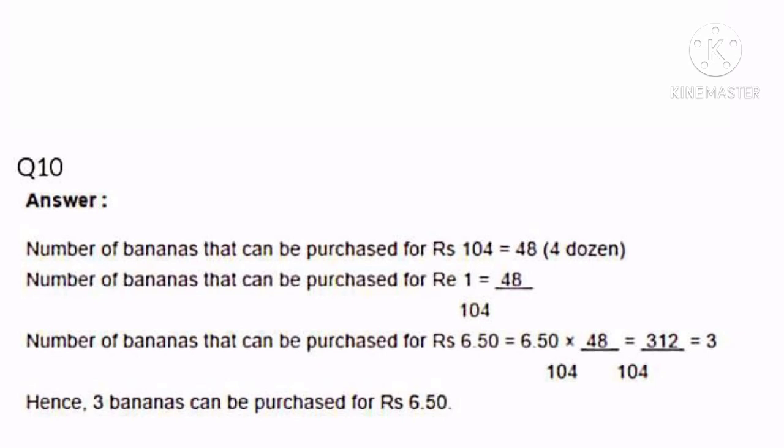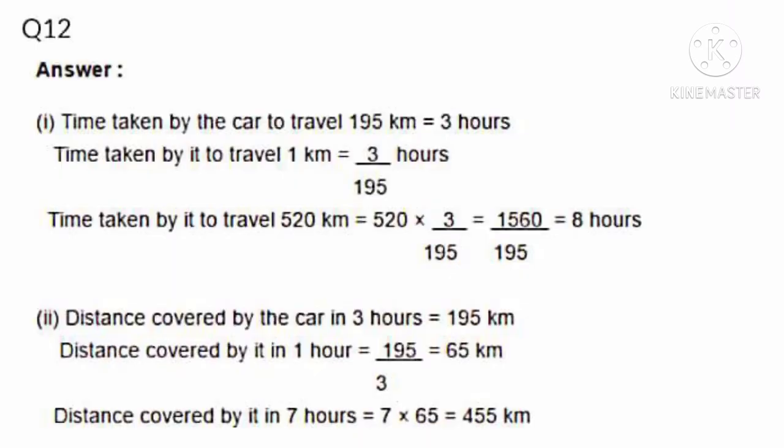Next question number 10. Cost of 4 dozen of bananas is rupees 104. How many bananas can be purchased for rupees 6.50? So number of bananas that can be purchased for rupees 104 is 4 dozen. That means 48. So number of bananas that can be purchased for rupees 1 is 48 by 104. So number of bananas that can be purchased with rupees 6.50 is 6.50 into 48 by 104. That is 3 bananas. Question number 11, try it yourself.